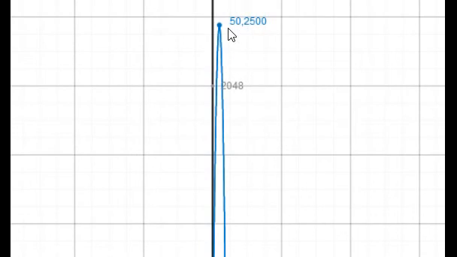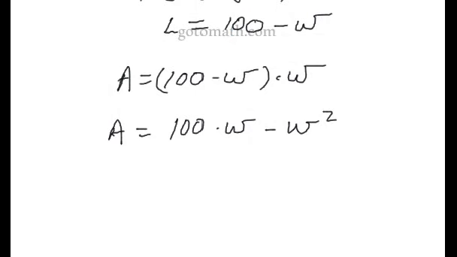Okay, so this is the graph of the perimeter, I'm sorry, the area with respect to W here. As you can see, we're at 50 and then 2500. So this X value is what we're looking at. So we should be coming up with 50 in our problem. Alright, so what we're going to want to do is take the derivative of this thing.